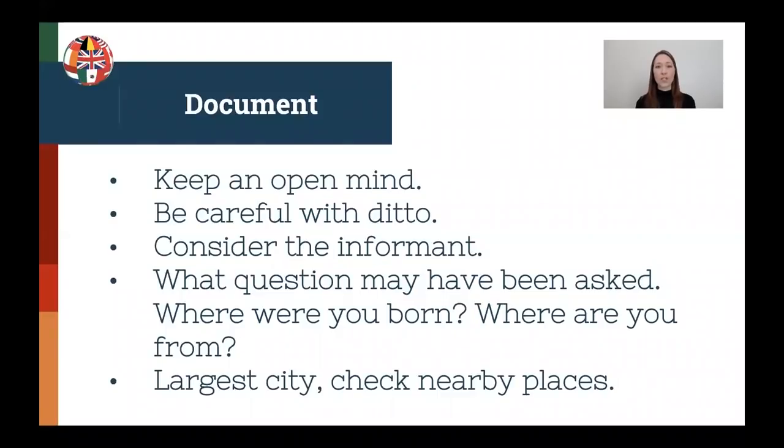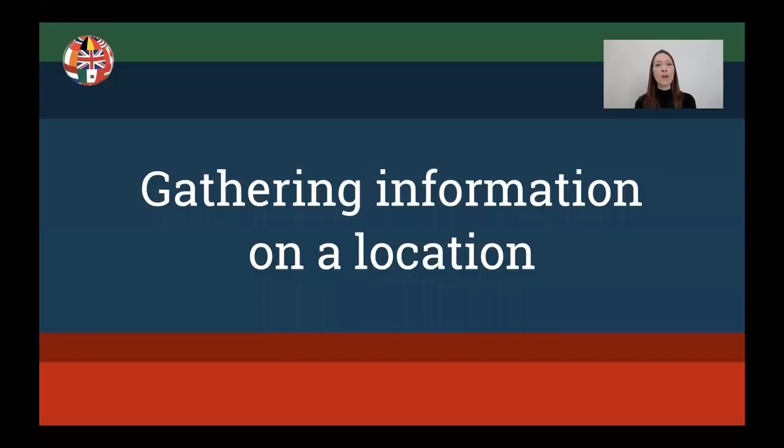Also consider what question was asked the informant. Were they asked, where were you born? Or were they asked, where are you from? Those two questions can have a very different answer. So if somebody was asked, where are you from? They may have given the nearest large city or a region, and maybe not a very specific town or place. So we want to make sure that we're checking any nearby places to the location that is written on our document.